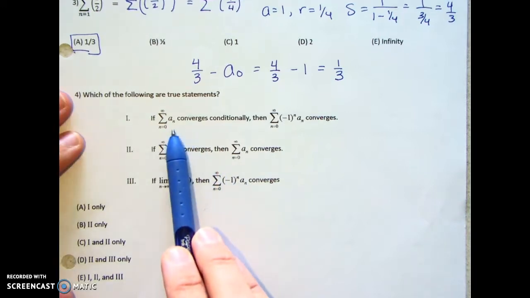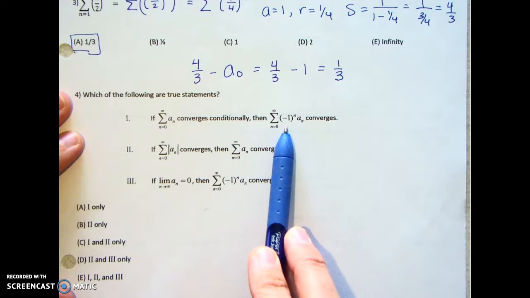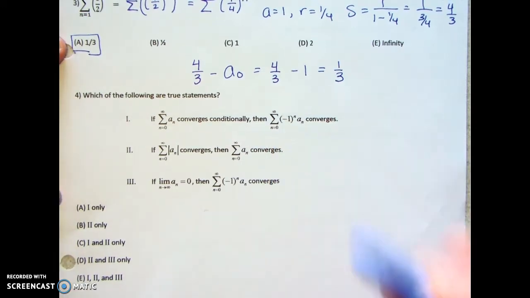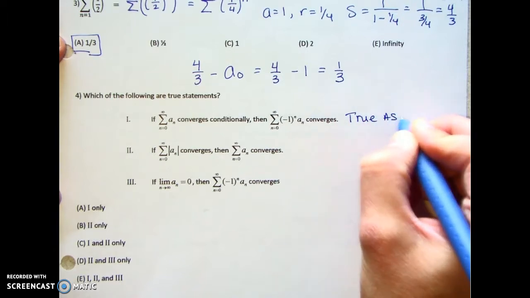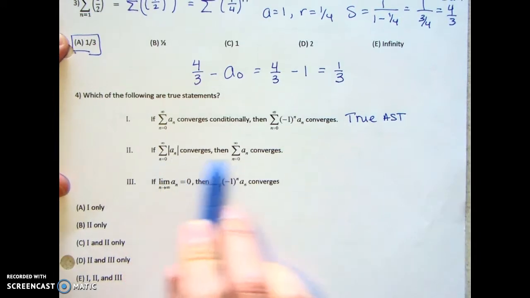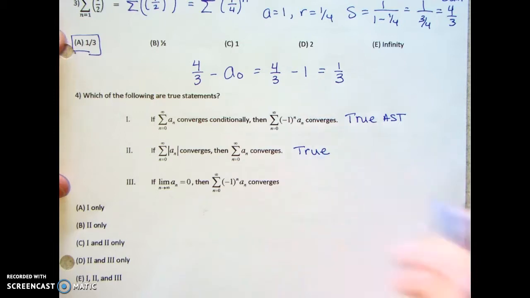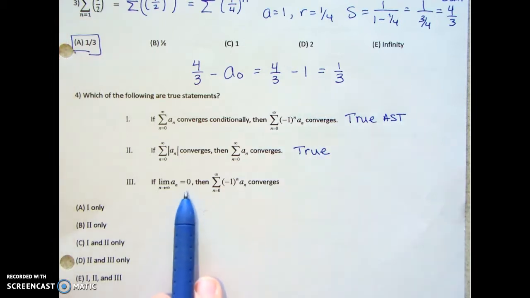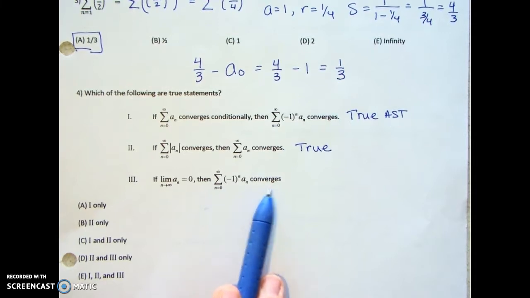Which of the following are true statements? If this converges conditionally, then the alternating series converges. This is true by the alternating series test. If the absolute value of a series converges, then this converges. This is also true. If the limit equals 0, then the alternating series converges.